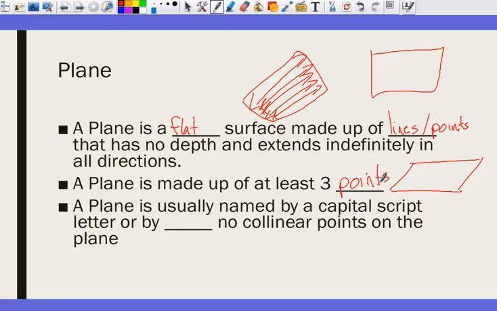A plane is usually named by a capital script letter. Script means italicized, where it's kind of slanty. So kind of like this. Sometimes they bold it instead. Typically it's in the corner. Or by 3 non-collinear points. That's supposed to be non-collinear. I'm going to give you guys a minute or so to write this down because I really need to explain what this means. Okay? So put your pencils down when you're ready.